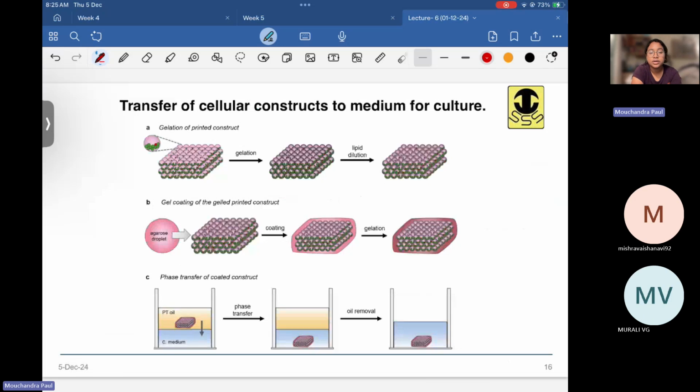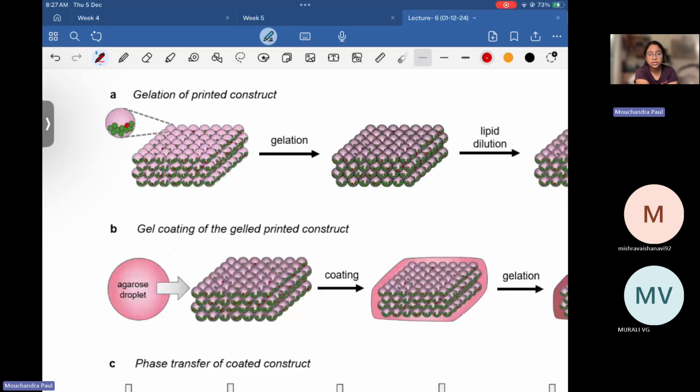Now let me quickly explain how they went from printing in oil. They printed the construct in oil, and then transferred it to cell culture media for post processing. How did the entire step go? First, obviously, is the printing in the oil. This is the first step. And then they allow gelation. How did they do it?